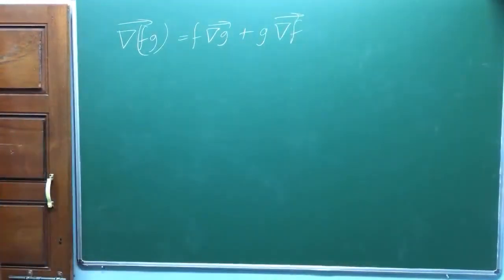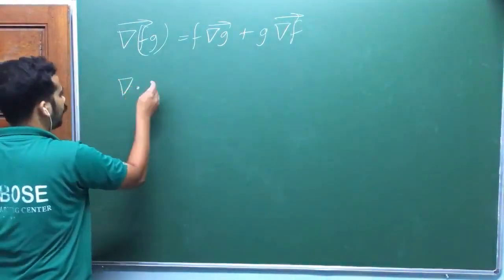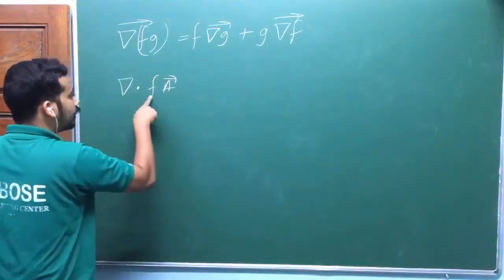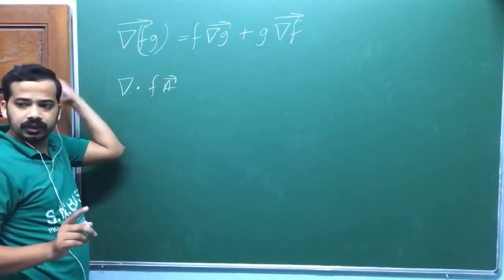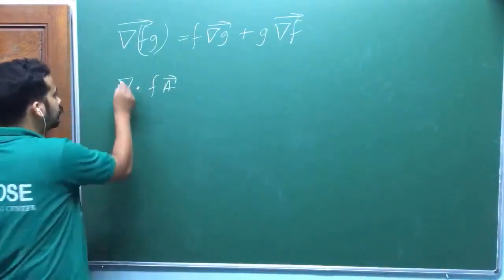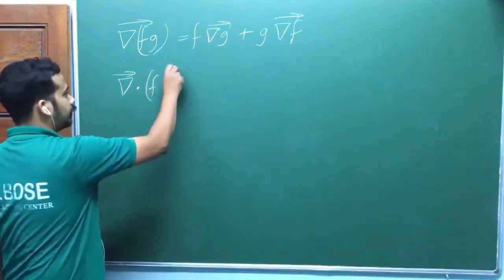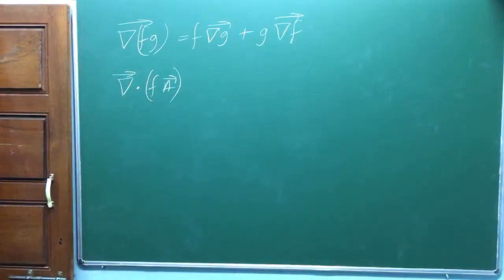And there is one more he has written, for divergence, okay? Del dot, some scalar field multiplied with a vector, okay? Scalar field, not a constant. If it is constant, you can take it outside. If this is also variable, then the derivative should be taken, isn't it? Are you getting my point? A scalar field multiplied with a vector field.